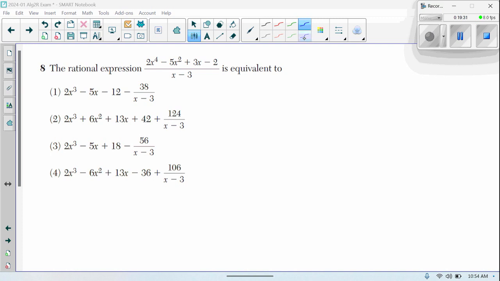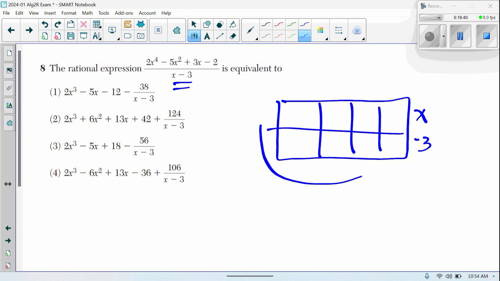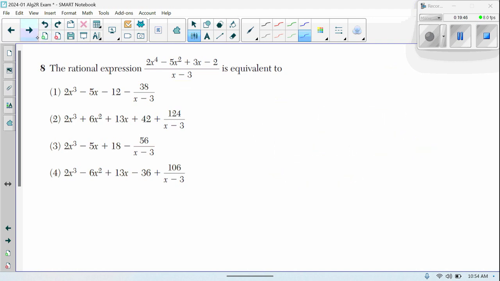All right, there's really two ways we can do this. I could do the reverse tabular where I take the x minus 3 off to the side here, and then I find the things and the answer, I wrap around the numerator here and my answer is what's up here. But I'm not going to do that. How come? Because I notice at the bottom is a 1x plus or minus a number. That means I can use synthetic division.